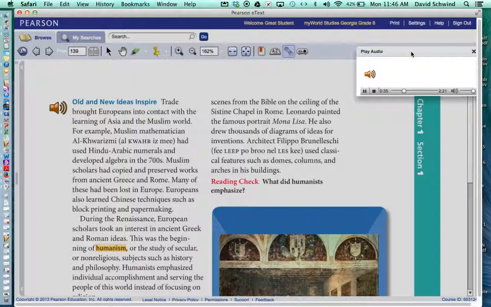During the Renaissance, European scholars took an interest in ancient Greek and Roman ideas. This was the beginning of humanism, or the study of secular or non-religious subjects such as history and philosophy. Humanists emphasized individual accomplishment and serving the people of this world instead of focusing on religion. Art copies nature. Medieval artists had focused on teaching spiritual lessons. As a result, their art was symbolic, not realistic.